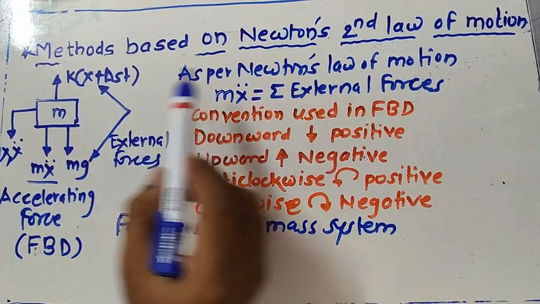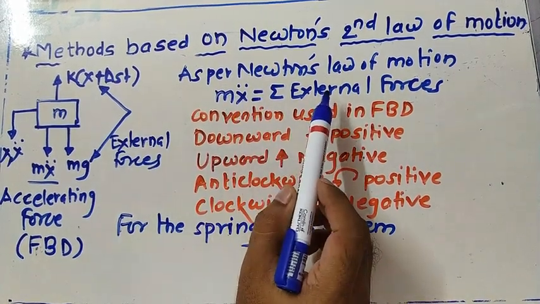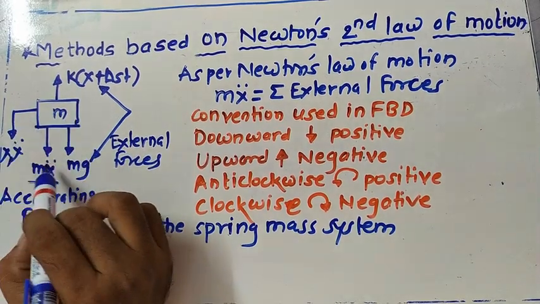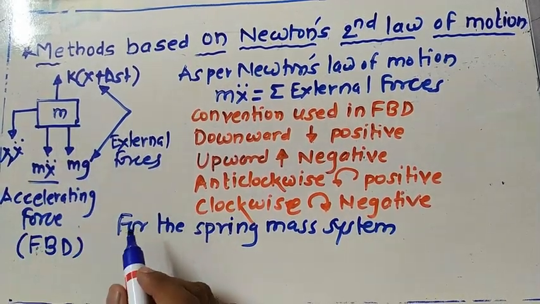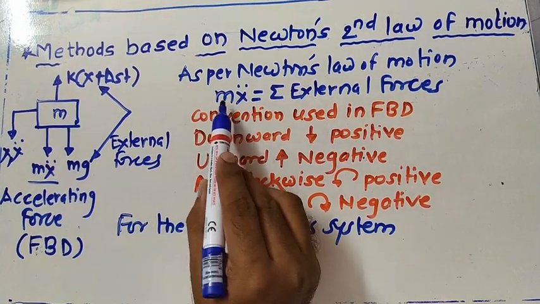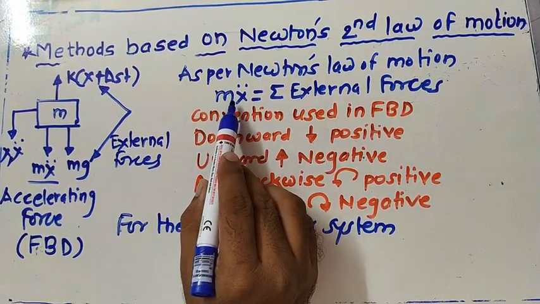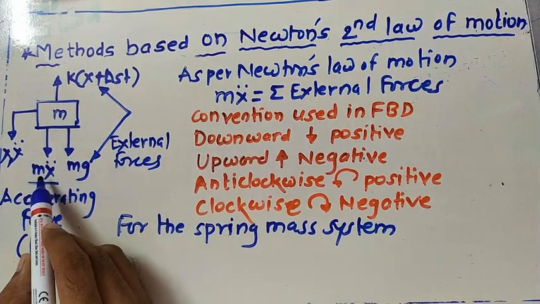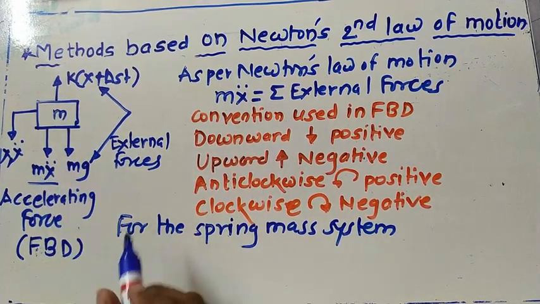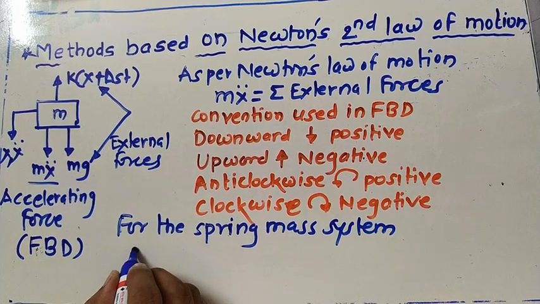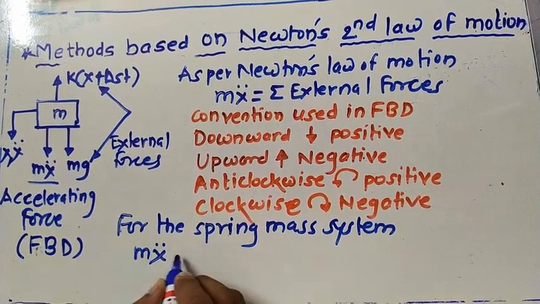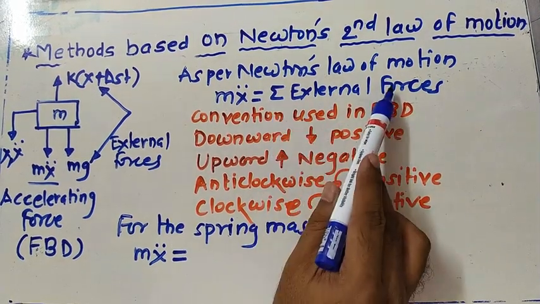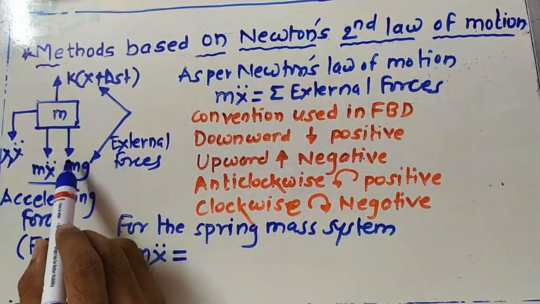Okay, so as per Newton's second law of motion, try to write the equation here with the help of these various forces. First of all, if you look at the left side of Newton's second law of motion, this is the accelerating force. Only a single accelerating force is with us here. So the accelerating force is mx double dot equals to, what is the next one? Summation of external forces.